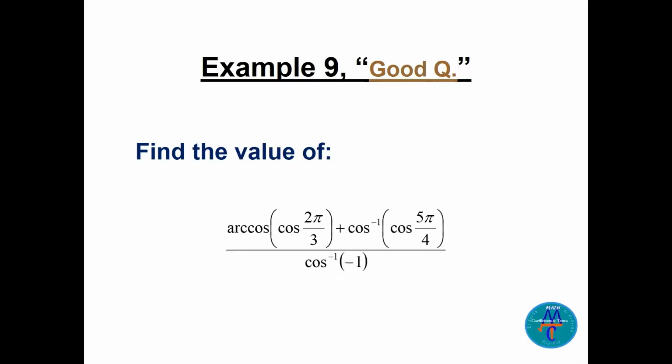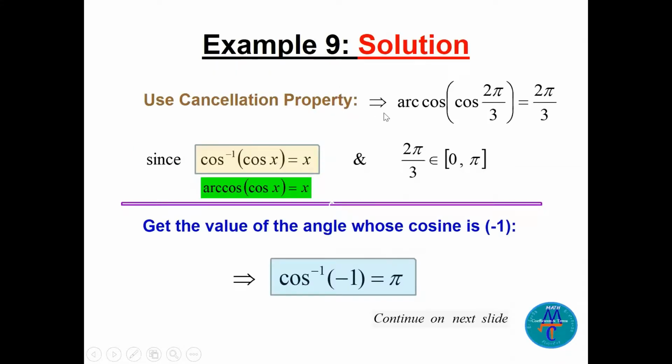Good question. Find the value of cosine of 2 pi over 3 plus cosine inverse of cosine 5 pi over 4, all divided by cosine inverse of minus 1. Now we start with the cancellation property, because cosine inverse of cosine of x is equal to x if x is between 0 and pi, which is quadrant 1 and 2. And yes, 2 pi over 3 is in quadrant 2. So this equals 2 pi over 3.